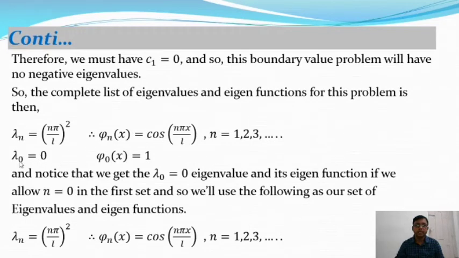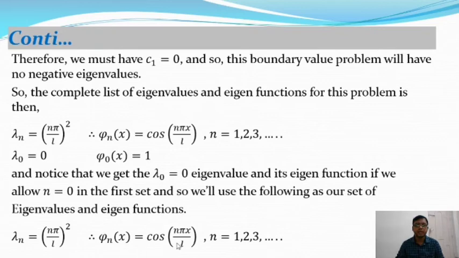And similarly the eigenvalue is 0 when lambda is equal to 0, then the eigenfunction will be constant and is equal to 1. So notice that we get lambda 0 is equal to 0 as an eigenvalue and its eigenfunction if we allow n to be equal to 0 in the first set, and so we will use the following as our set of eigenvalues and eigenfunctions. So in that case the eigenvalue will be lambda n is equal to (n pi by L) whole square, and the corresponding eigenfunction will be phi n of x is equal to cos n pi x by L, where n is equal to 1, 2, 3 and up to infinity.